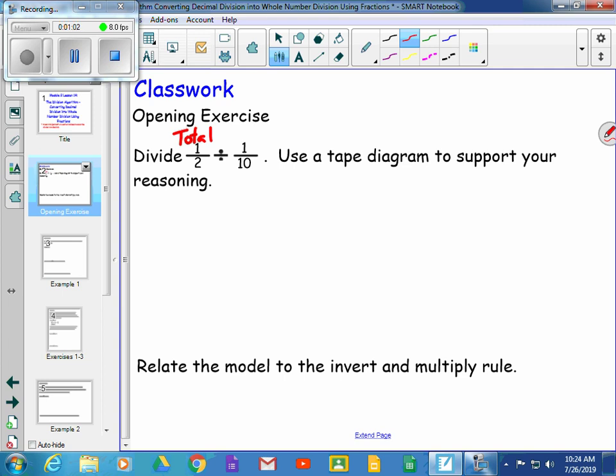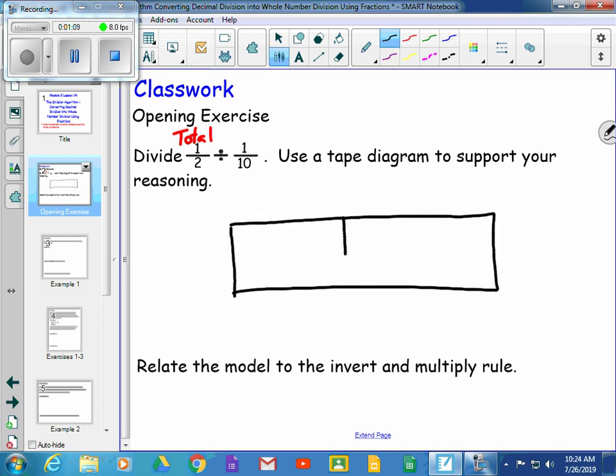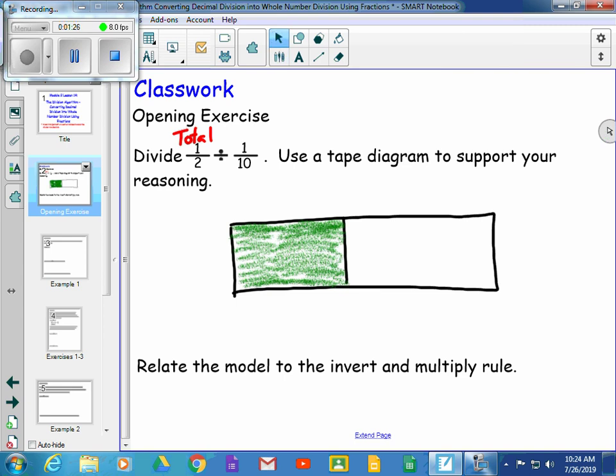So I'm going to draw a total of 1/2 by splitting it into two equal pieces and coloring in one of those two pieces. That represents my total, 1/2. I want to split that shaded-in area into tenths, groups of tenths. Remember, the second number, if it's a fraction, tells us how big each group is.